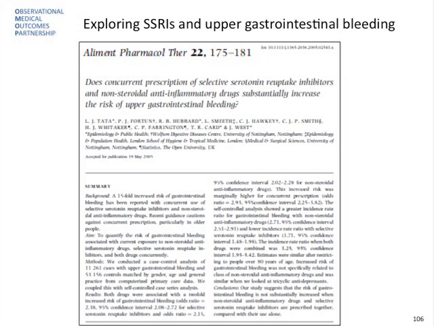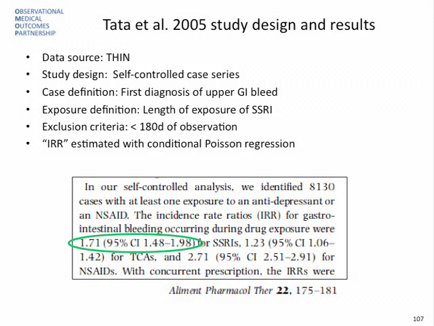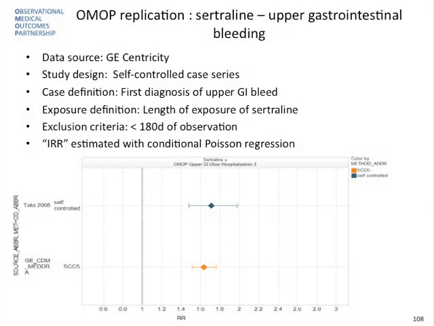This is an article I think that gets cited quite frequently, using a self-controlled design, looking at SSRIs and upper GI hemorrhage, using the THIN database, again a general practice database from the UK, looking at first diagnosis of GI bleed, on and off SSRIs, with a minimum of 106 months of exposure or observation time. And here is our version of how that was put together in the GE Centricity, which is an outpatient electronic health record, and you can see that the results line up fairly closely and again fairly reassuring.